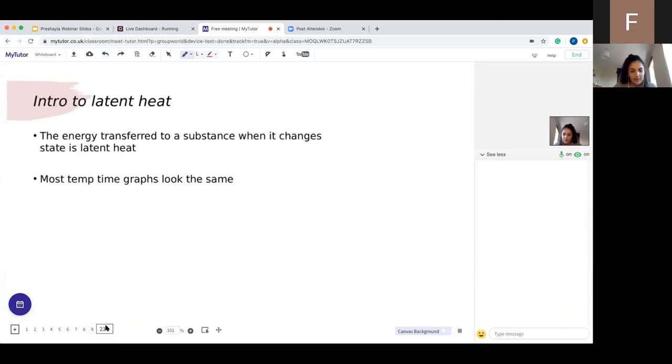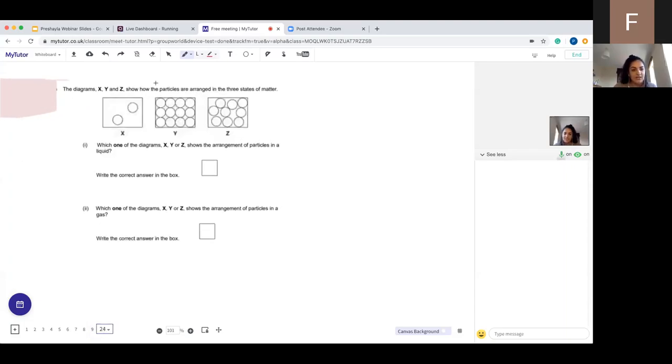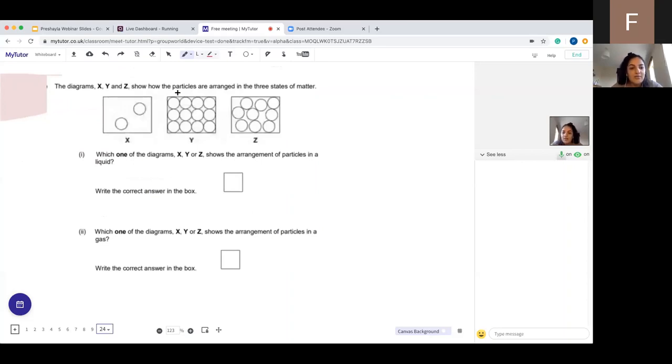Okay, so let's go through some example questions then for the last 10 minutes. The diagrams X, Y, and Z show how the particles are arranged in three states of matter. Really the most basic question that you can get in states of matter. Which one shows the arrangement of particles in a liquid and which one shows the arrangement of particles in a gas? In a liquid, we know that some particles are touching, but they're not really structured, and so that one must be Z.